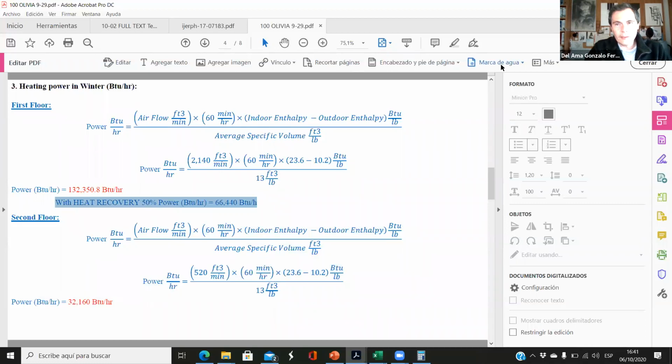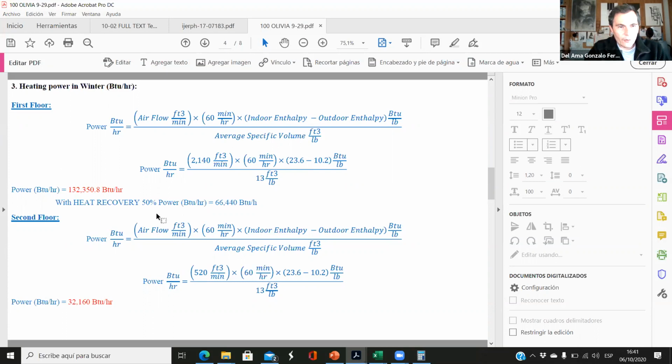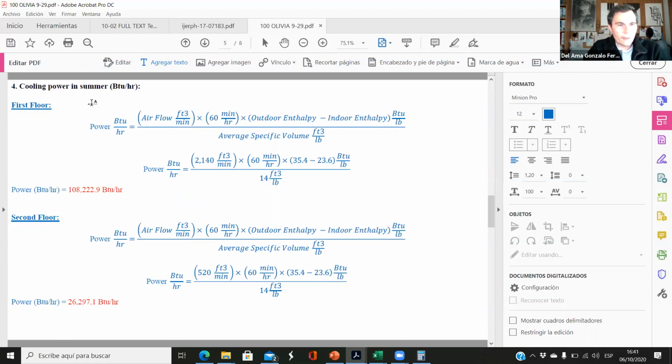Okay, so this is what is, well, we didn't have this, so we have to include this without and with heat recovery. So that would be without heat recovery. Okay, and that will be with the heat recovery. And then you have to do the same with the second floor for winter and for the first and second floor in summer.